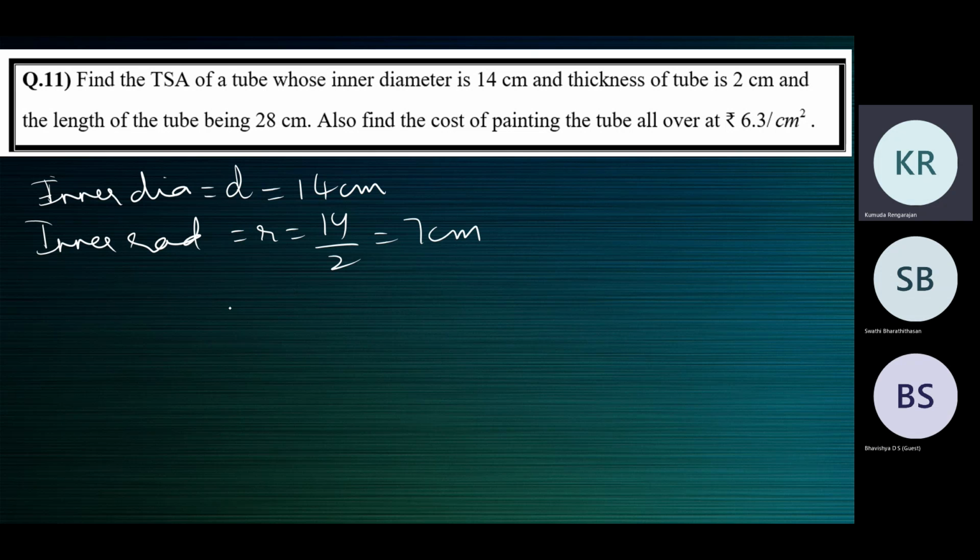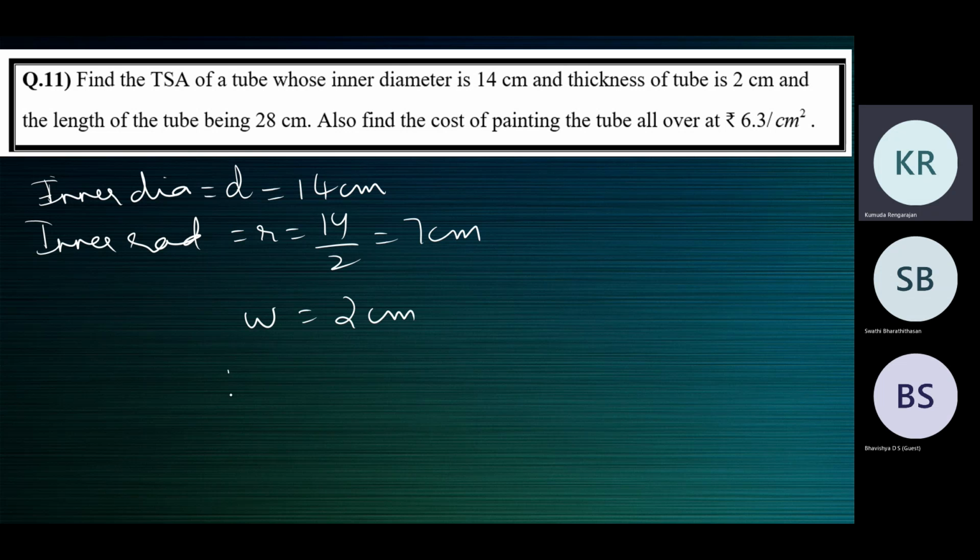The thickness of the tube, W, is given to be 2 centimeters. From the inner diameter, we should find the inner radius. Inner radius or small r is equal to 7 centimeters. Thickness W is equal to 2 centimeters.